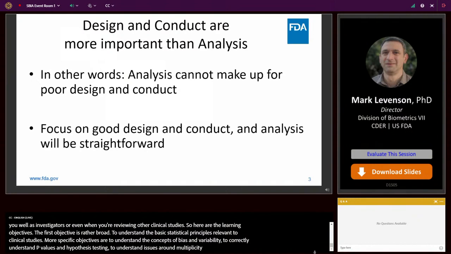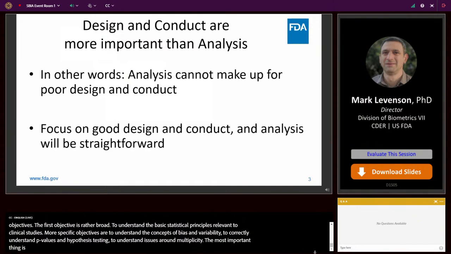The first point I wish to make is that design and conduct are more important than analysis. I will define these terms in a moment, but in other words, analysis cannot make up for poor design and conduct. Focus on good design and conduct, and the analysis will be straightforward.